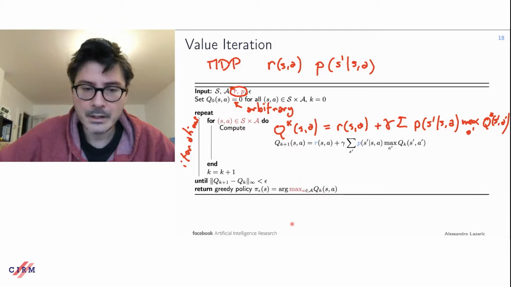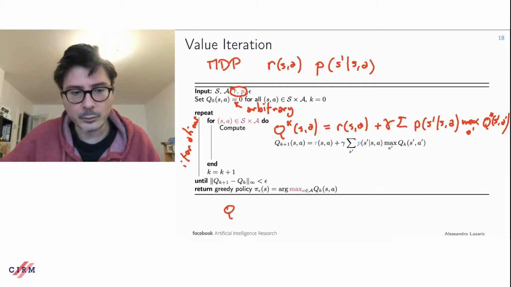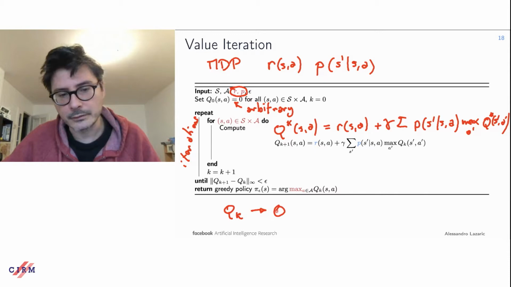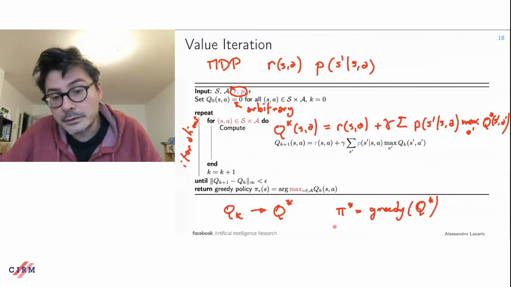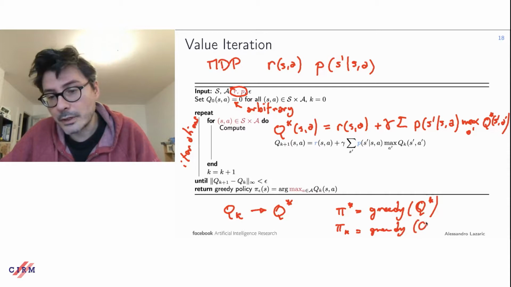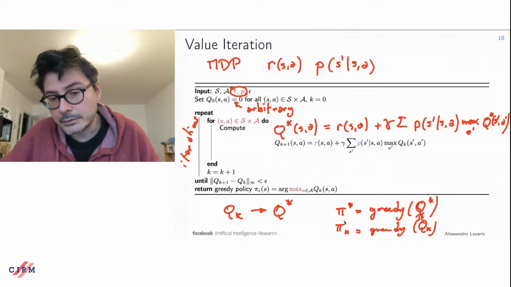So intuitively, basically what I'm saying, and then there is a more formal statement, is that when I keep repeating iterations, this Q value will tend to Q star. I know that pi star is greedy with respect to Q star. And so I hope that the pi k, which is greedy with respect to Q k, since this tends to this, hopefully this will tend to this, right? That's the reasoning somehow of this whole scheme.